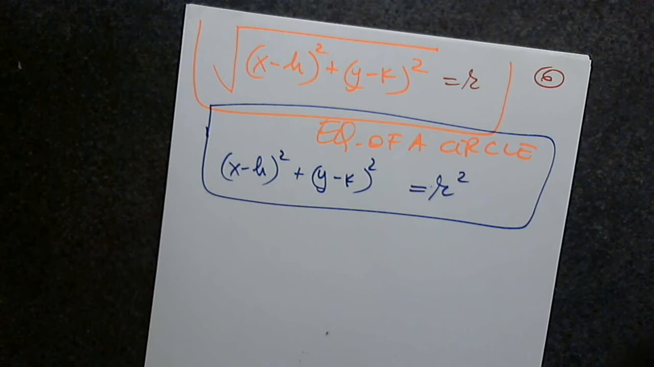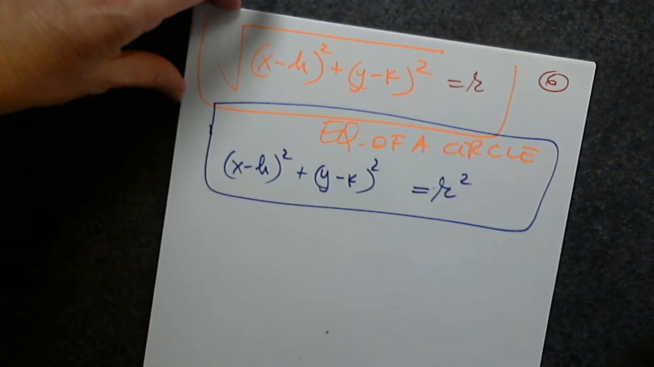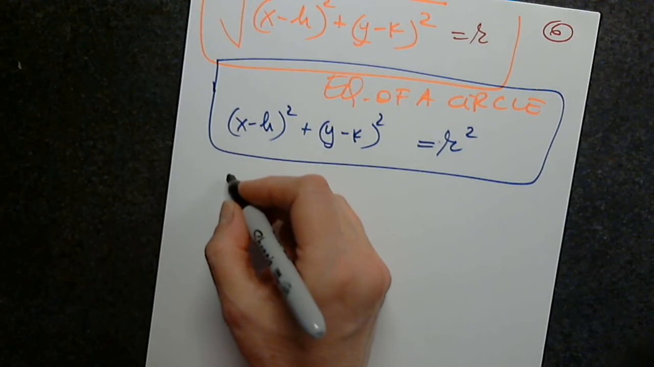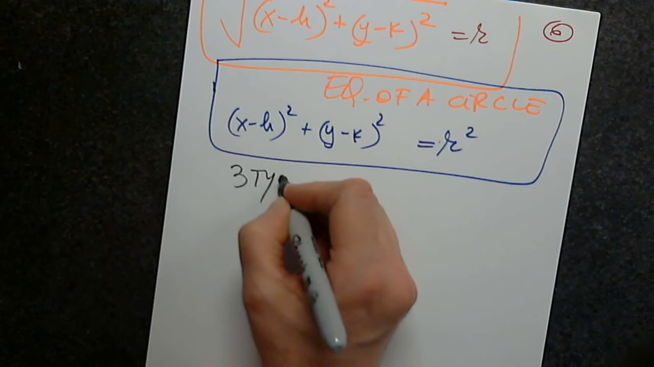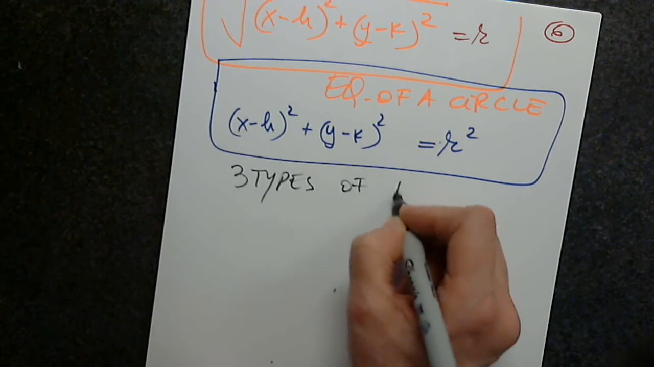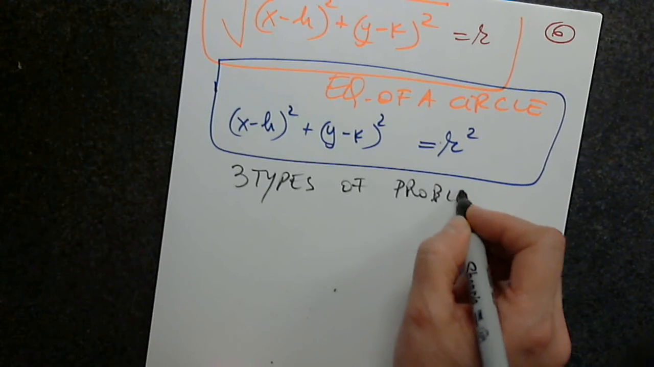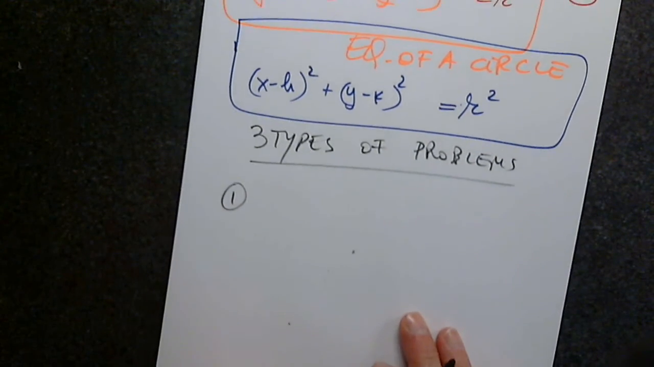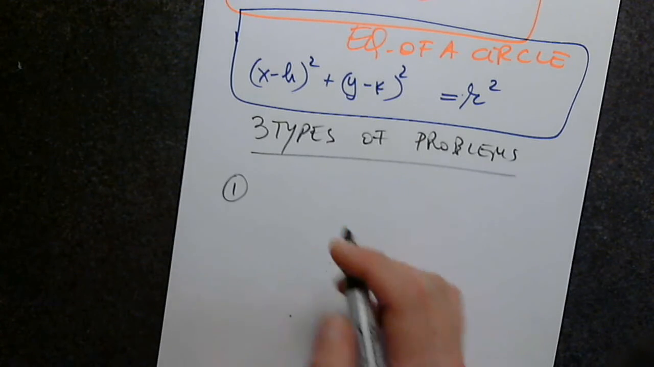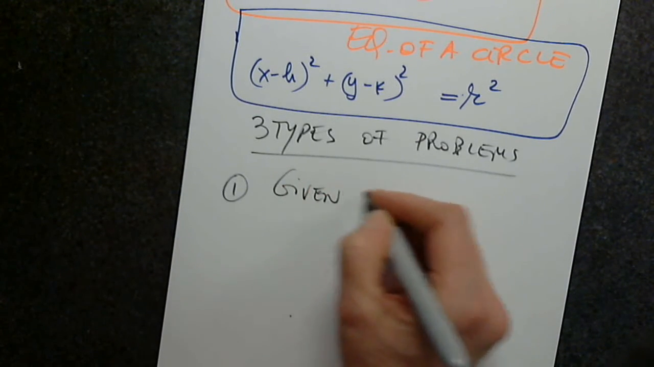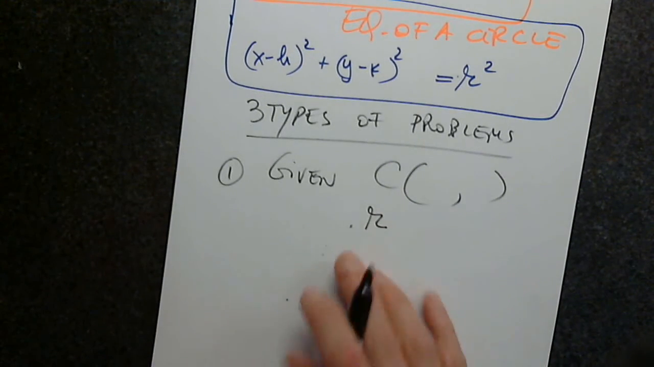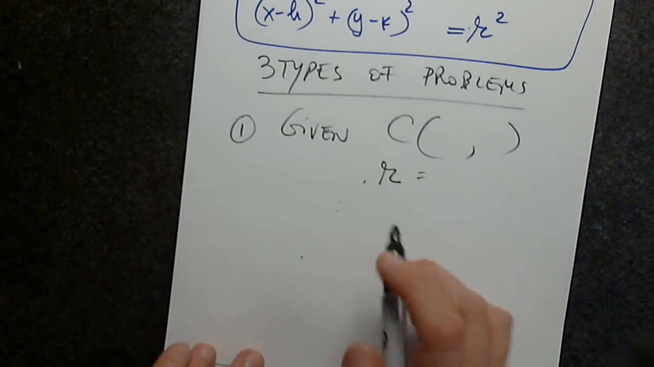Okay, there are three different types of problems here. Here's number one. Given, give me a center, any center you want, and give me a radius. Find the equation of the circle.